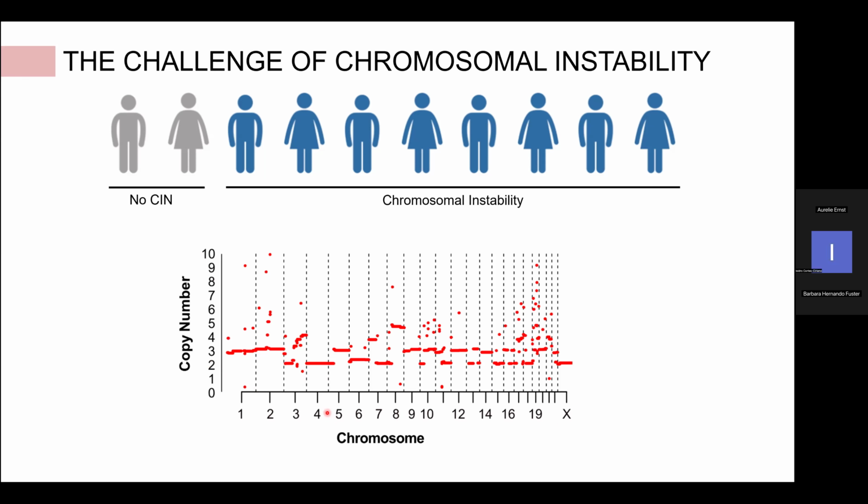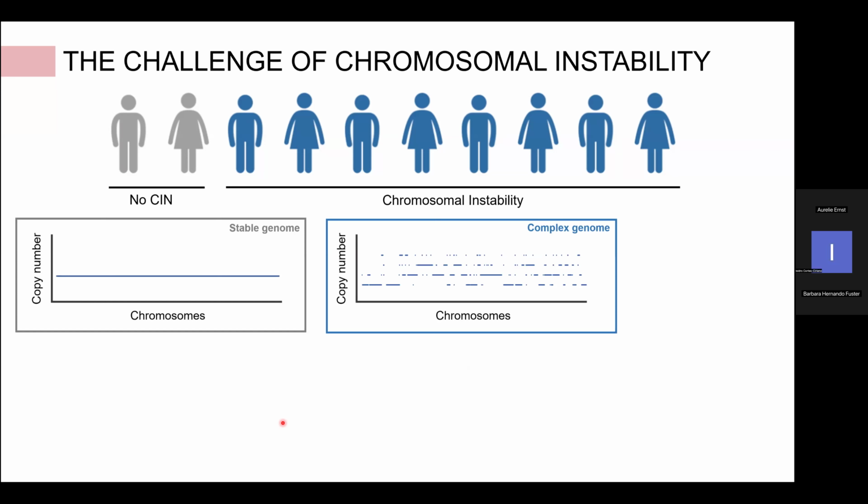A normal sample has 2 copies of each chromosome. So in this plot, we would only see a flat line at copy number equal to 2. So now you can realize the complexity that those tumors actually have. Compared to stable genomes, tumors with chromosomal instability have these chaotic genomes with lots of copy number alterations.